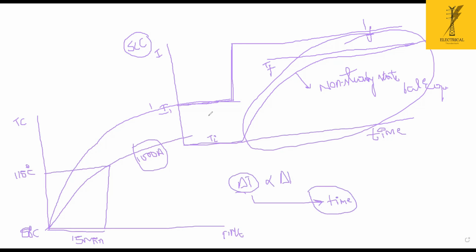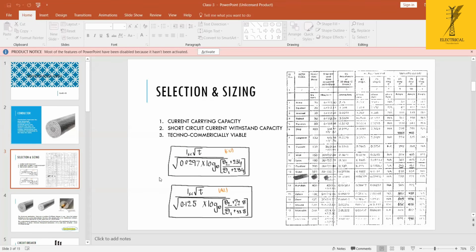In a simple way, as a rule of thumb, if you forget all these things, we have this formula that I have shown you here. For an aluminum conductor, ISC root T over root of 0.125 into log10 of (theta 2 plus 228) by (theta 1 plus 228). Theta 1 is the initial temperature.